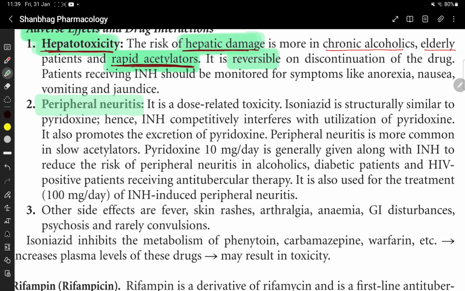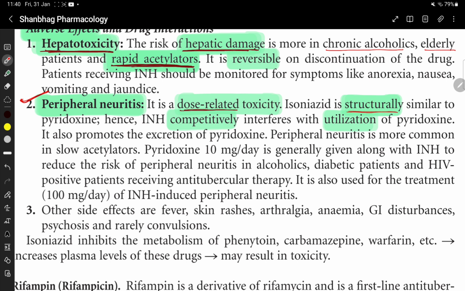Peripheral neuritis. It is a dose related toxicity. Isoniazid is structurally similar to pyridoxine. Hence, isoniazid competitively interferes with the utilization of pyridoxine.